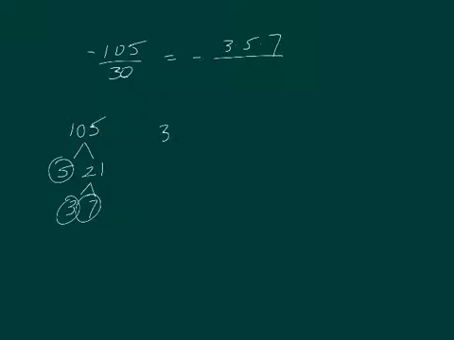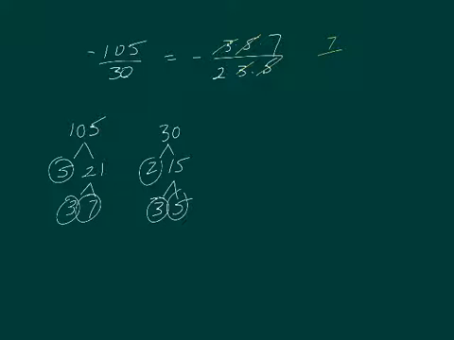And let's take our 30. That's going to be 2 and 15. 2 is prime. 15 is 3 and 5, prime, prime. So 2 times 3 times 5. So what I'm going to get rid of is that and that and that and that. And what do I have left? I have a 7 over 2, and I also have this negative that goes right there. So my answer is negative 7/2, and that is lesson 2.2.